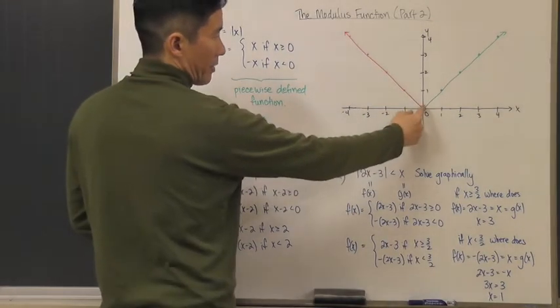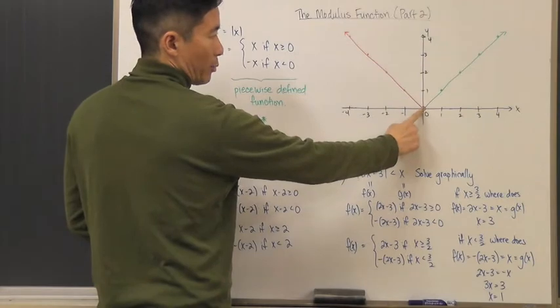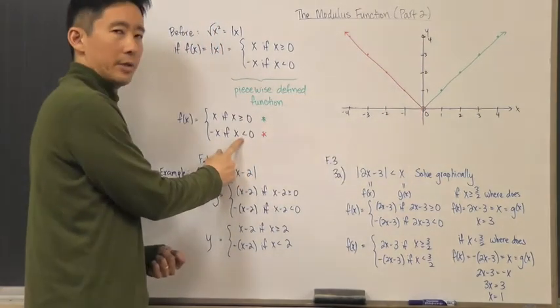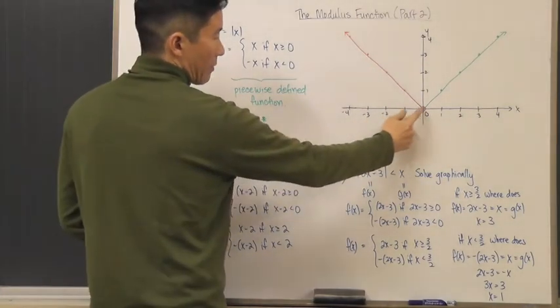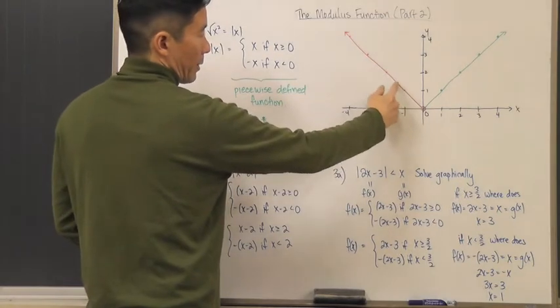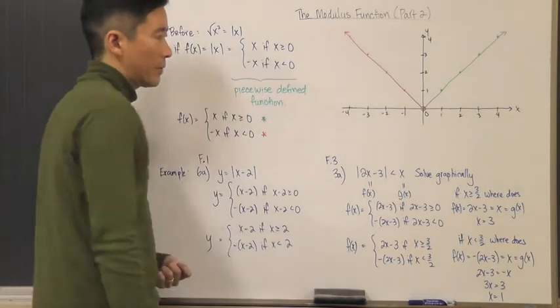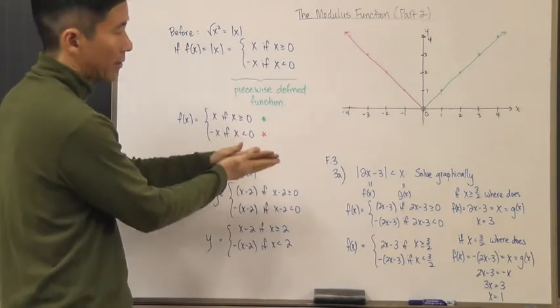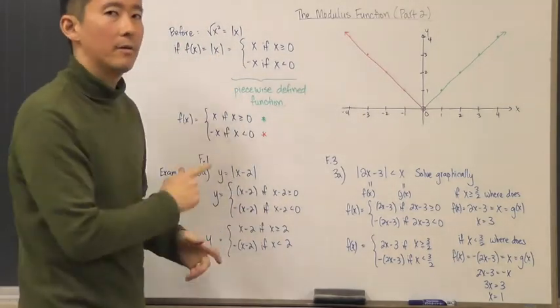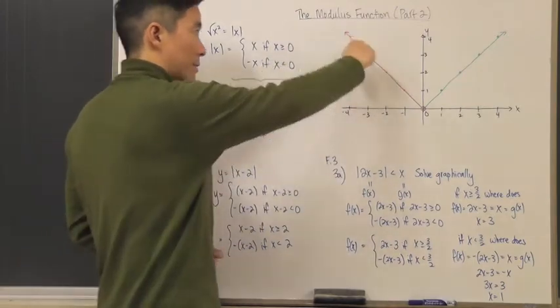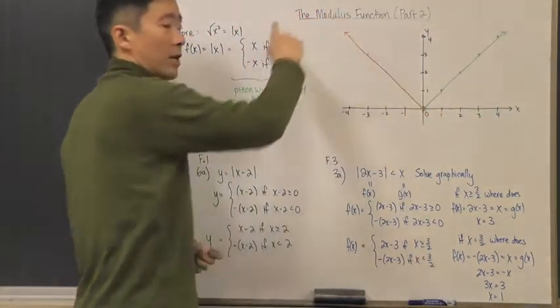Notice that here I have an open circle at 0 because it cannot be equal to 0 there. But anywhere else less than 0, I'm going to have a positive value because all of these negative values will become positive values. So when I put those two together, I come out with the absolute value function. So this is what the absolute value function looks like. It looks like a V.